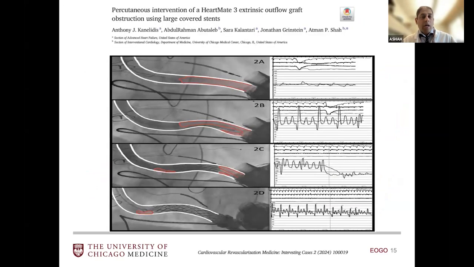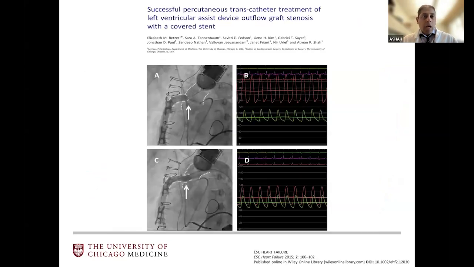I'm going to show a case. This is a case we published recently. This was a HeartMate 3 that had clot basically from the entire length of the graft. Putting a catheter into the graft showed severe dampening of pressure through a variety of different stents, which I'll get into. We have restoration of flow.